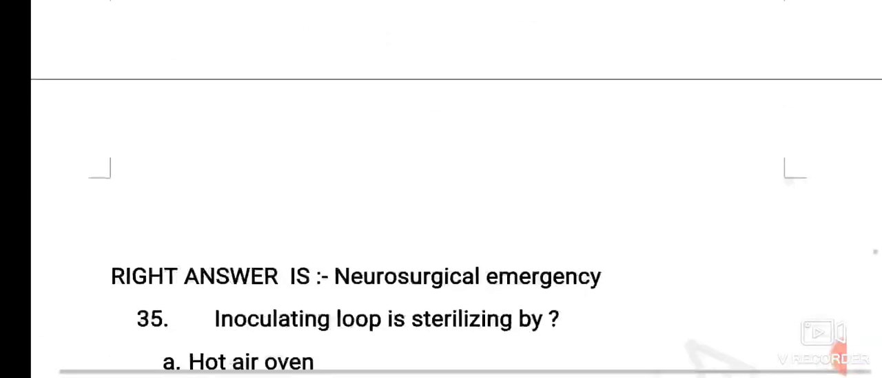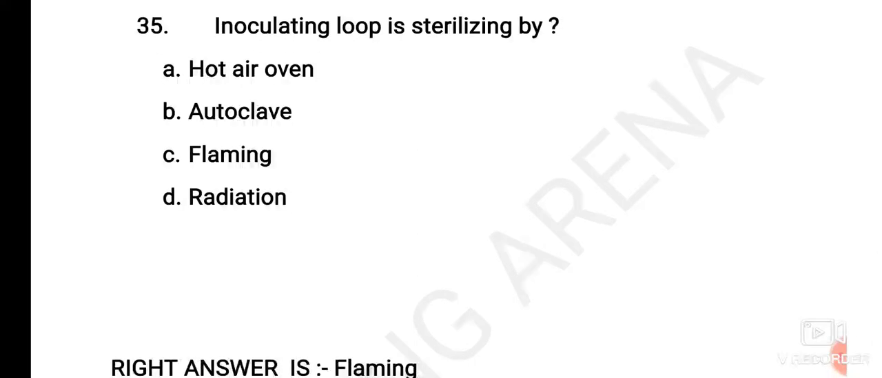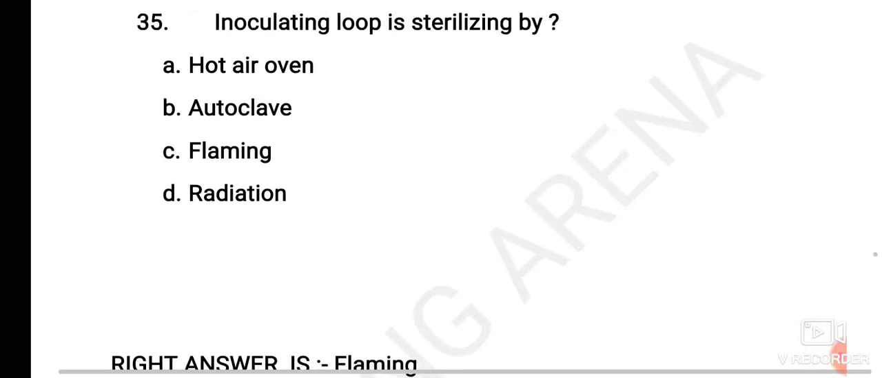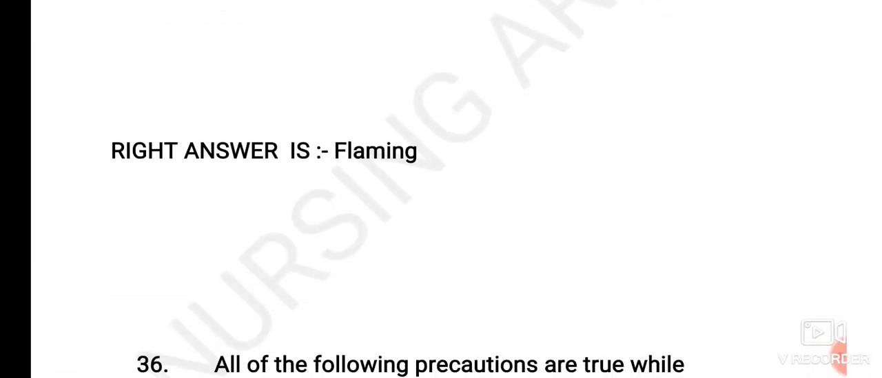Next question. Inoculating loop is sterilized by hot air oven, autoclave, flaming, or radiation. The correct answer is flaming.